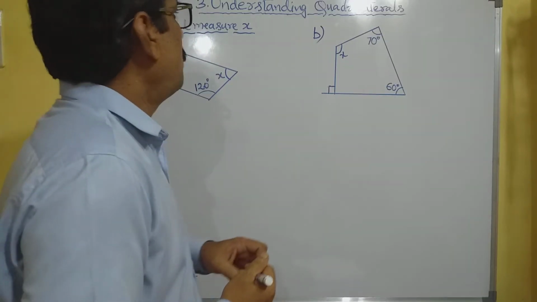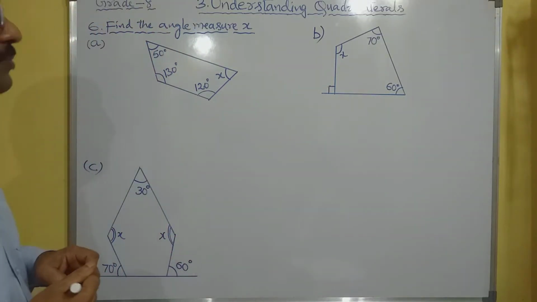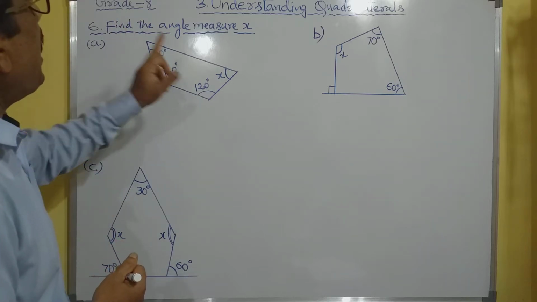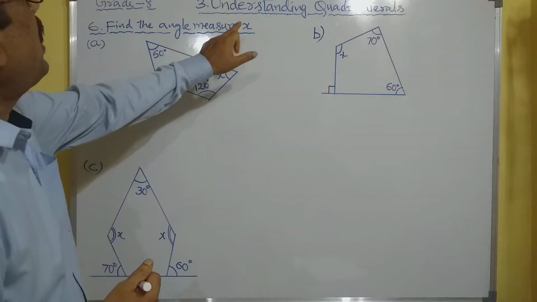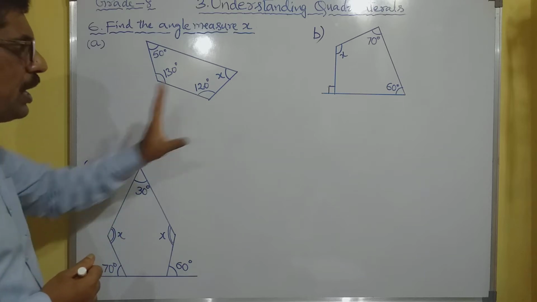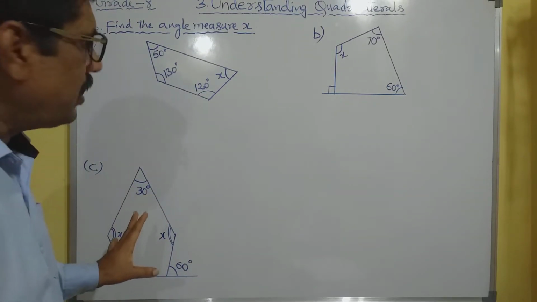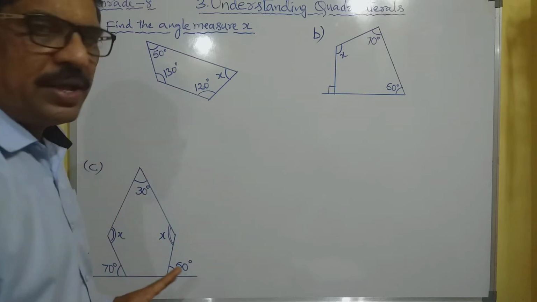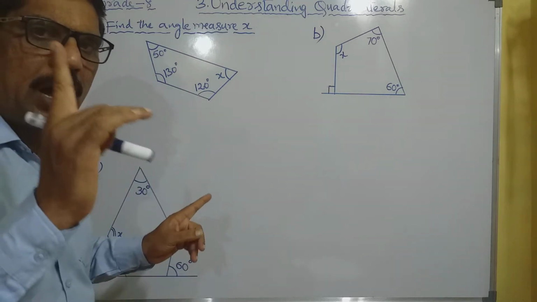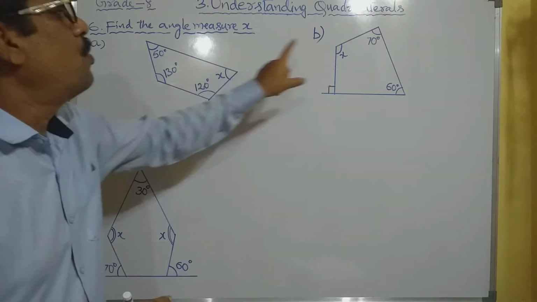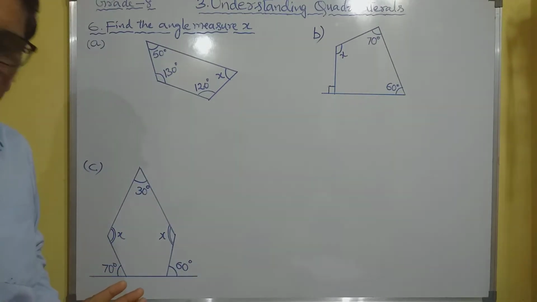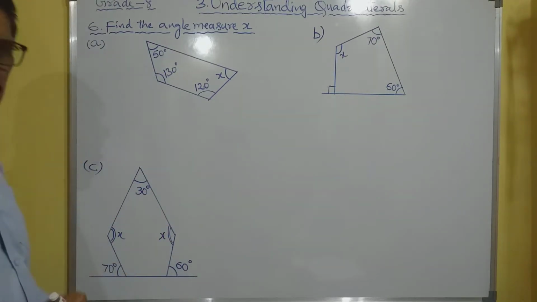Okay, now look at the sixth problem. Now find the angle measure x. So here we have some polygons, different pictures have been given. We need to find the unknown angle x from each figure. Okay? Now, look at the first one.